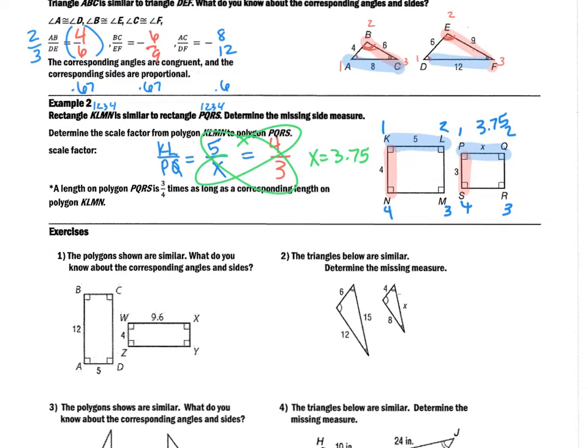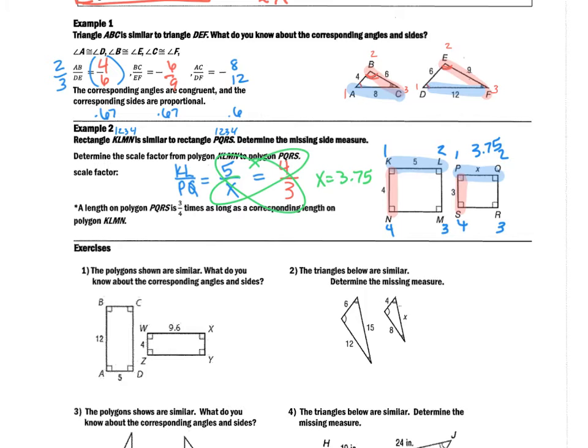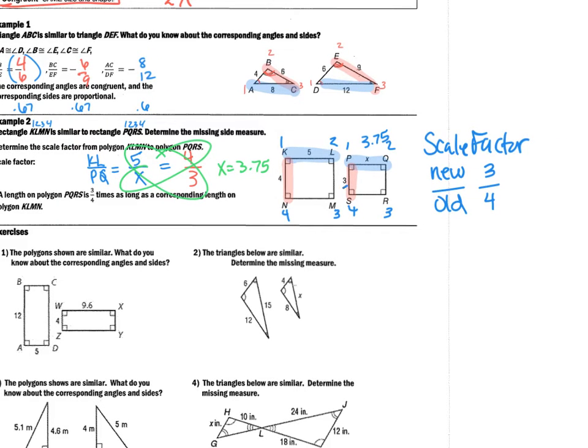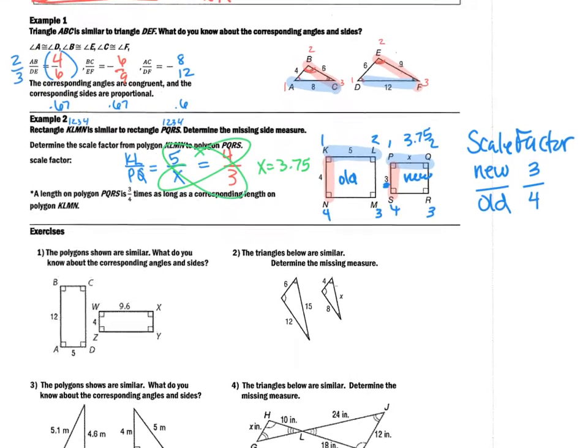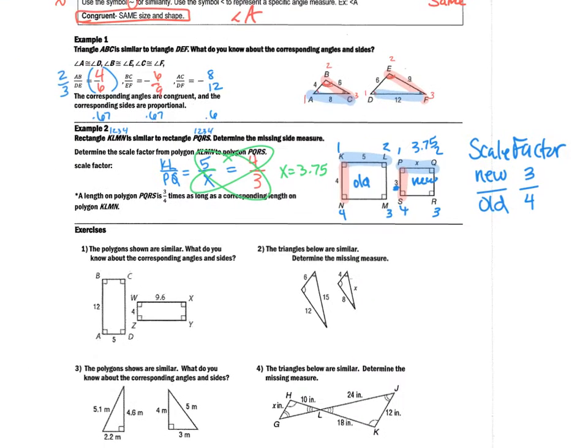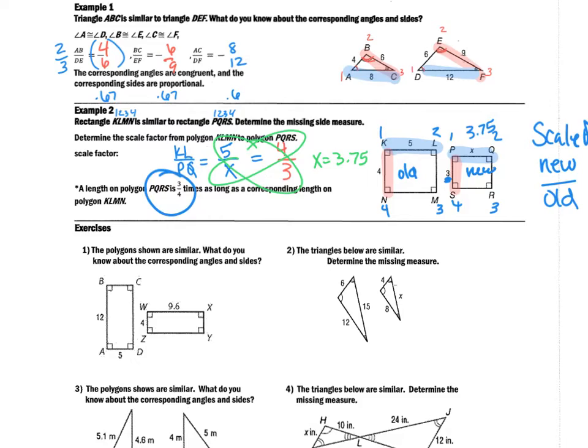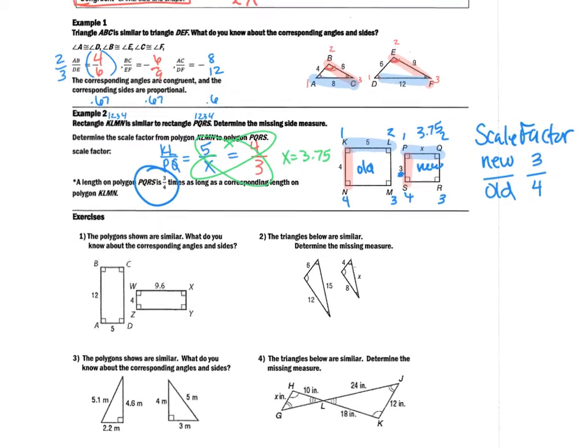And to find your scale factor, we'll talk about this in the next set of notes that we do, but the scale factor is you take your new side length and divide it by your old side length. So say we take 3 and divide it by 4. That's our new, and this is our old. So new divided by old. So 3/4, which is where they get this. A length of polygon PQRS is 3/4 times as long as the corresponding length on polygon KLMN.